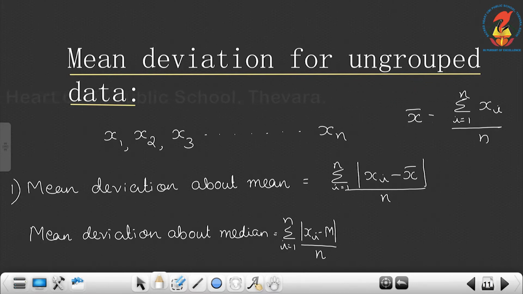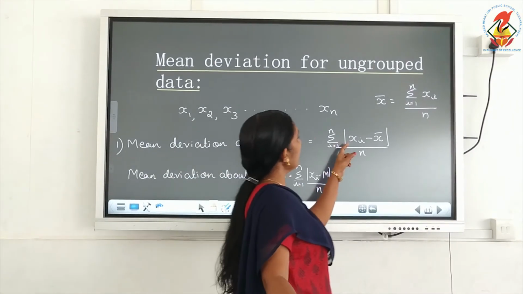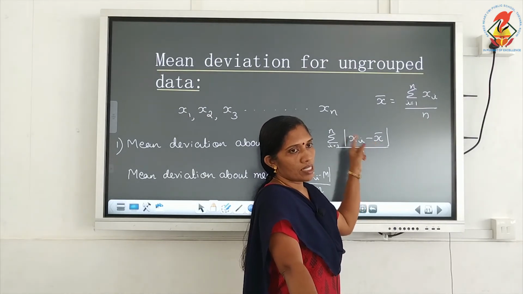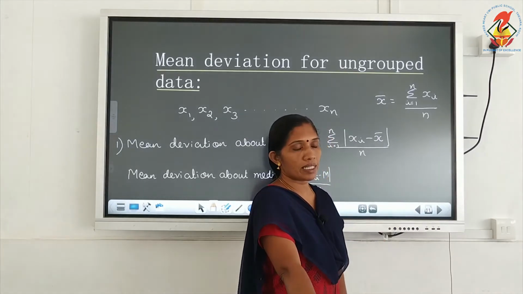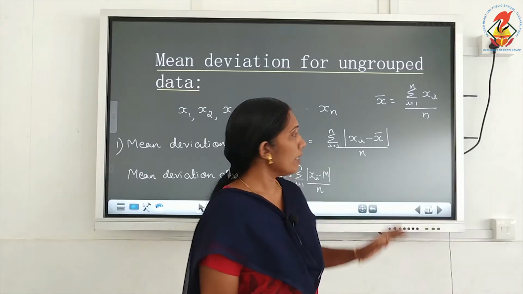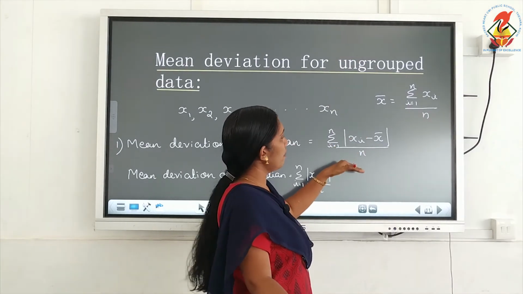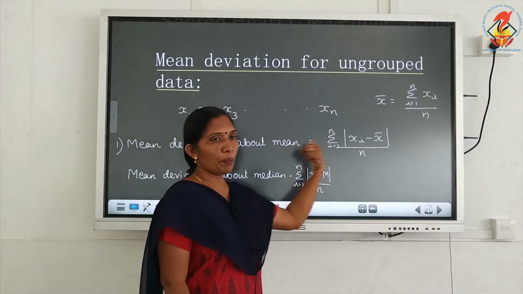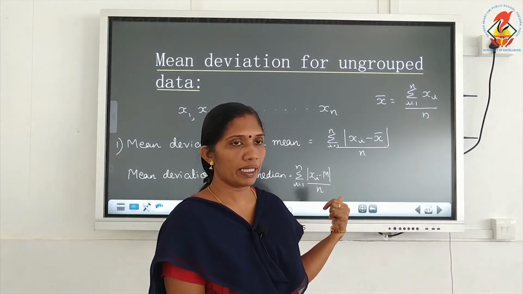This is x bar. After finding x bar, find the deviations, xi minus x bar. So x1 minus x bar, x2 minus x bar, like that, xn minus x bar you have to find. Find their absolute values. Then find the sum of these. Then divide by n. So you will get the mean deviation about mean. You will get a number. Using that number you can compare the data.